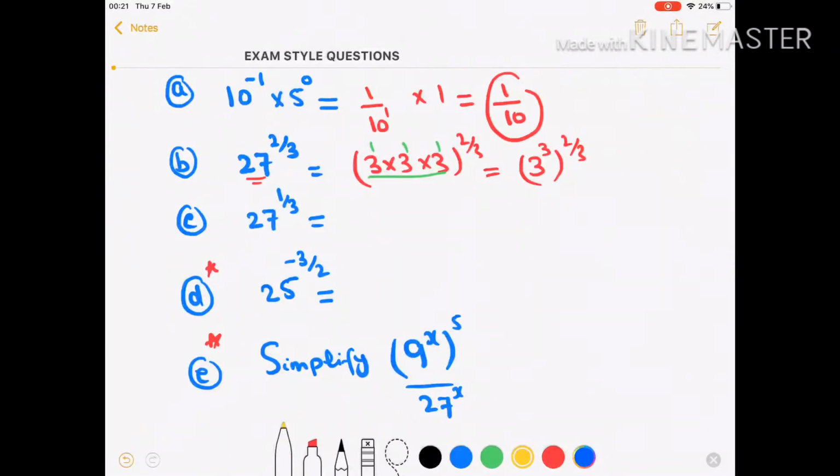So here you will apply rule number 3. When raising one power to another, you have to multiply them. So you have to multiply 3 times 2 by 3. And then 3 will cancel with the 3 and the answer will come 3 to the power 2. Answer will come 3.